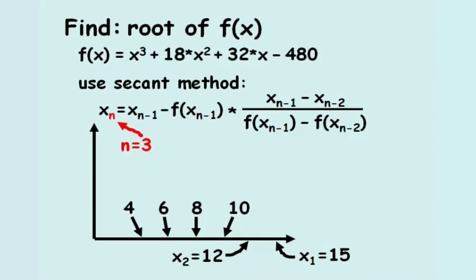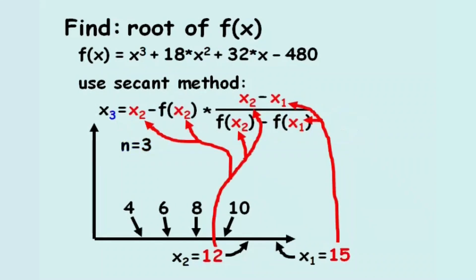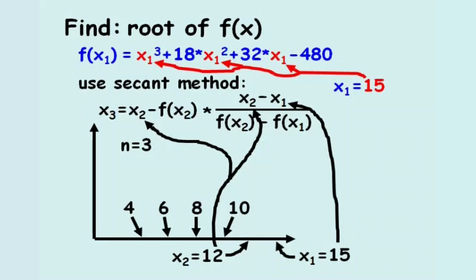After plugging in 3 for n and plugging in x1 and x2, all we have left to solve for is f of x1 and f of x2. We'll solve for f of x1 by plugging in 15 for x1, and f of x1 equals 7,425.